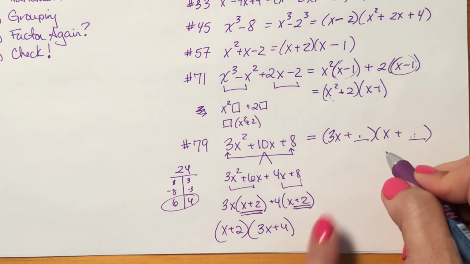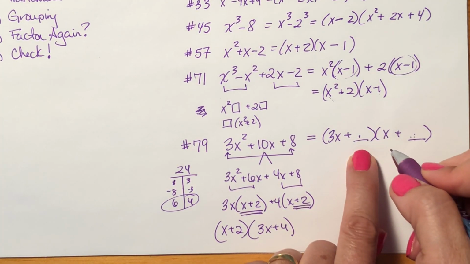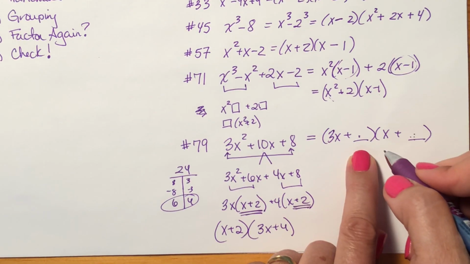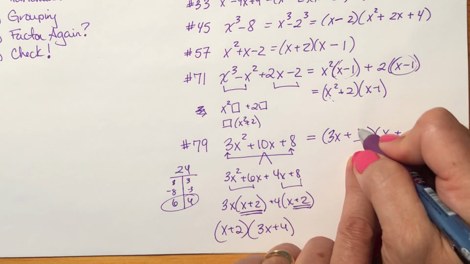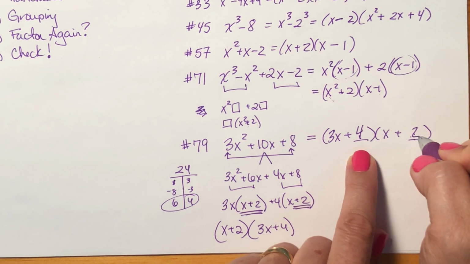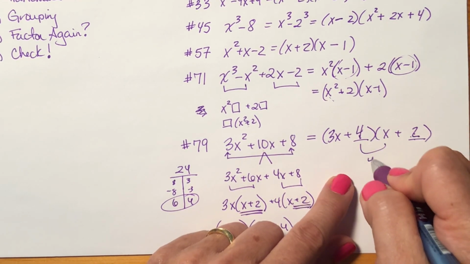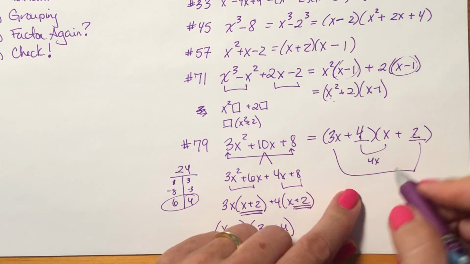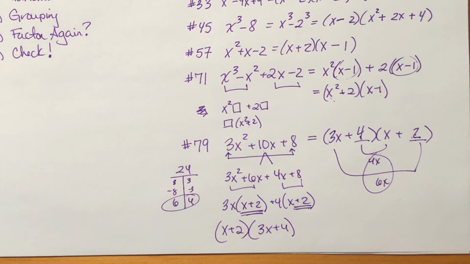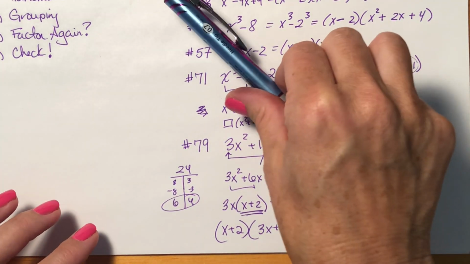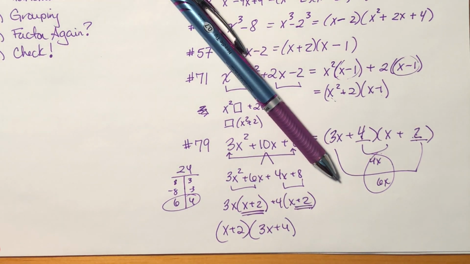So really not that different than my guess and check method that I was working with up here. I said 4 and 2 to start with. So I'm thinking to myself that the 4 has to go here and the 2 has to go here, because this is going to give me 4x and this is going to give me 6x, and this is going to give me 8x. And bam, that gives me the 10x that I wanted. All right, so just another way to solve your problems. Okay, have fun with your problem set. Try some problems.